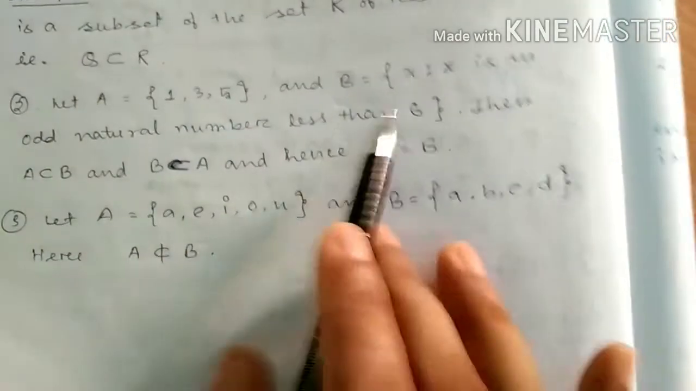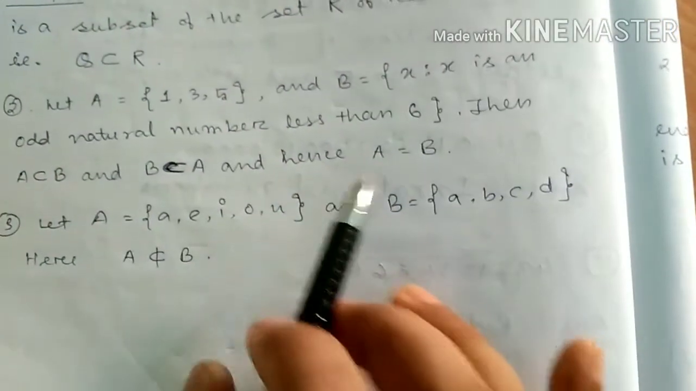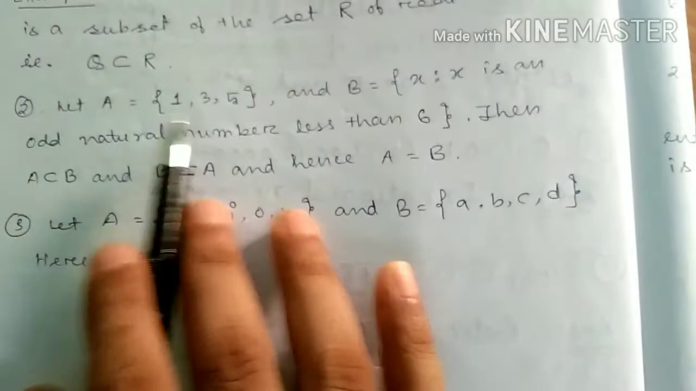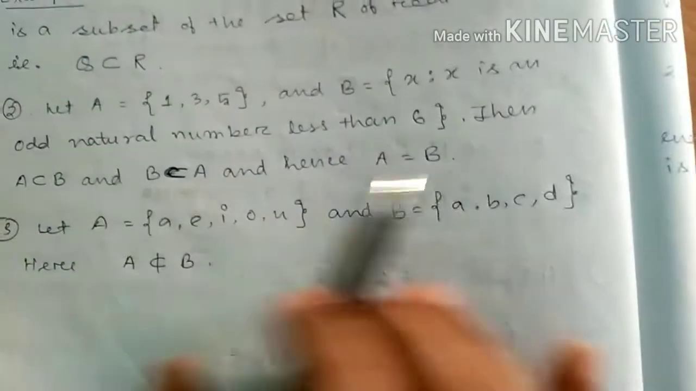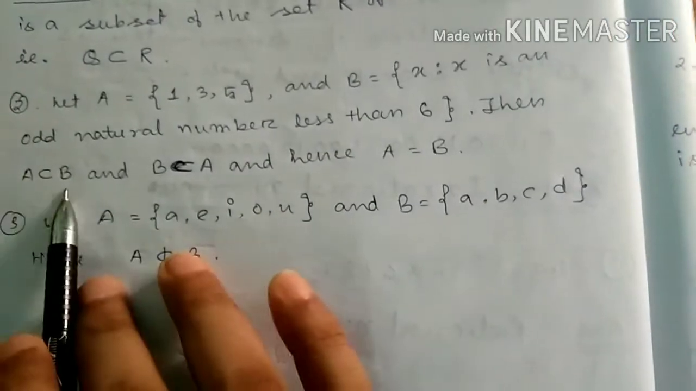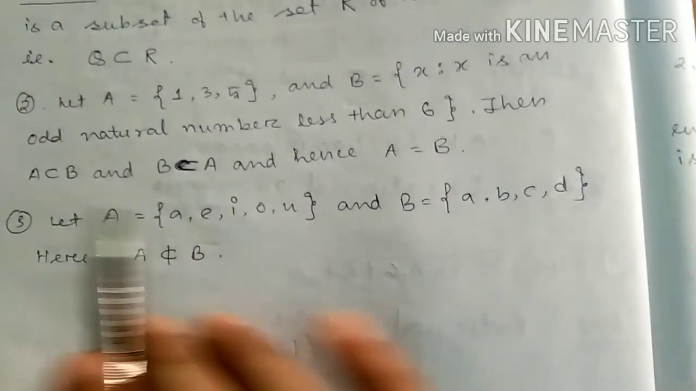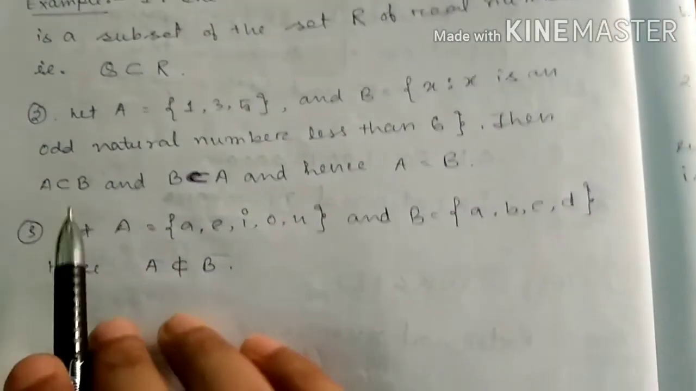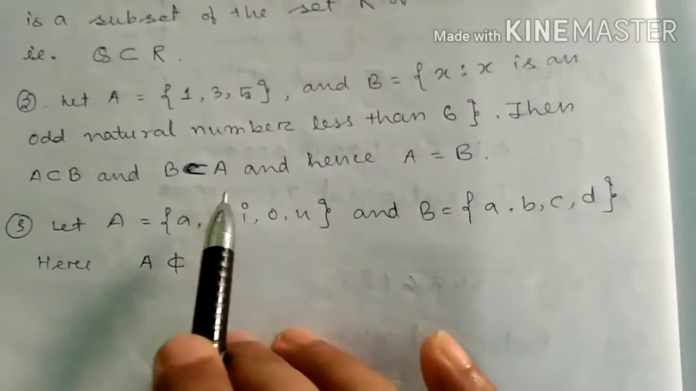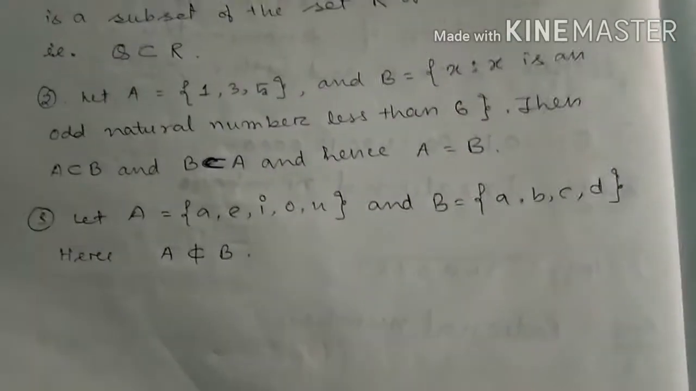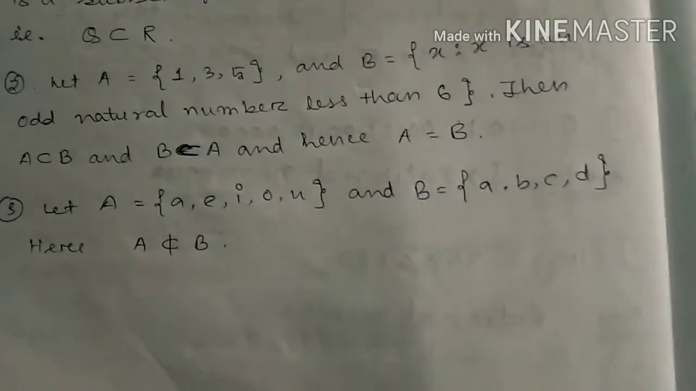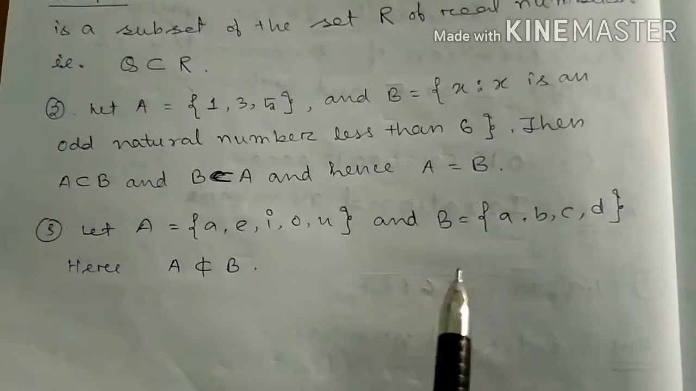And similarly B is a subset of A, because all the elements of B also lie in A. That means A contains an equal number of elements as B. Therefore A is a subset of B and B is a subset of A. So if A is a subset of B and B is a subset of A, then you will get A is equal to B. In the earlier class we have already learned equal sets.